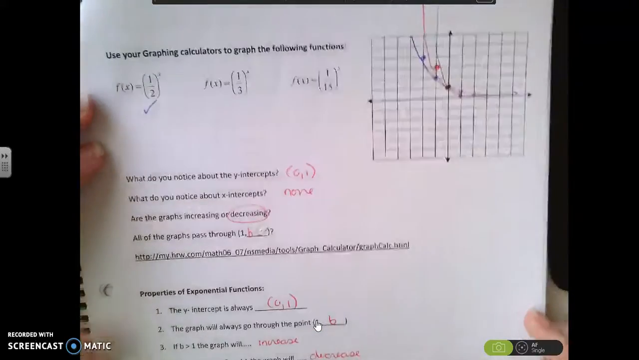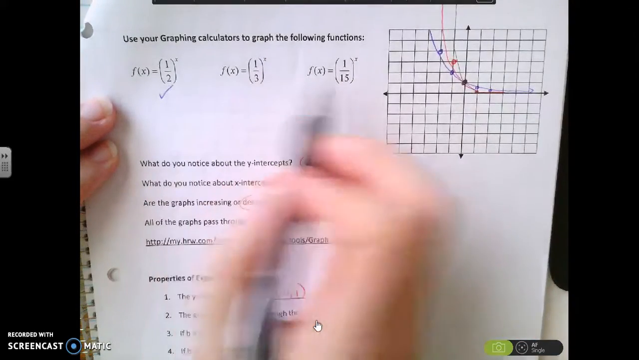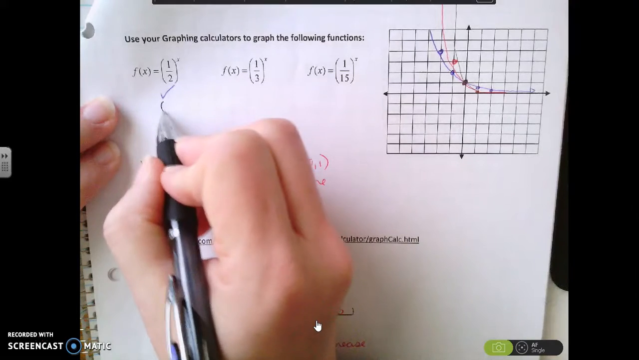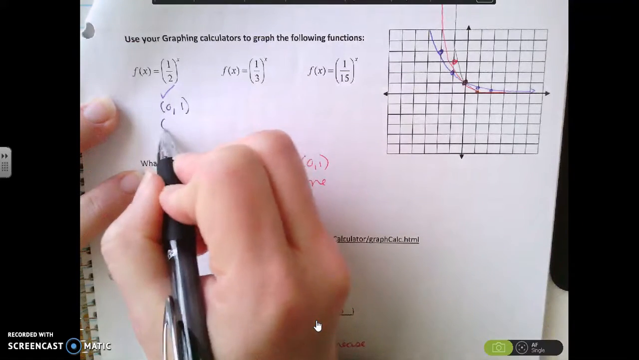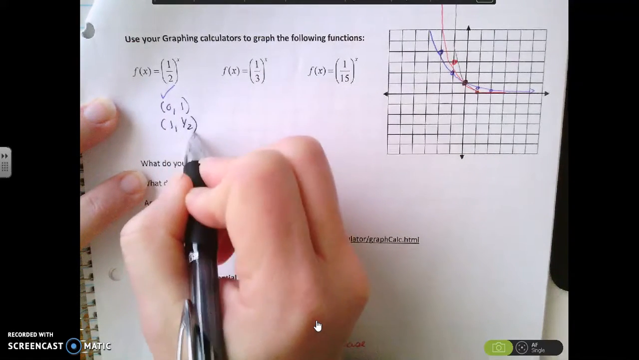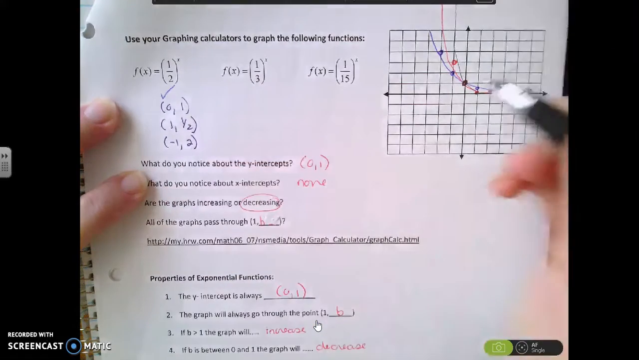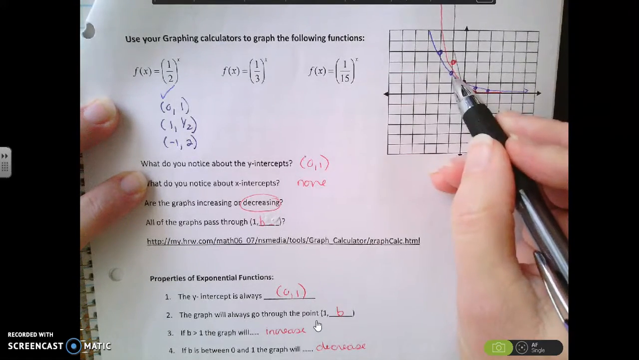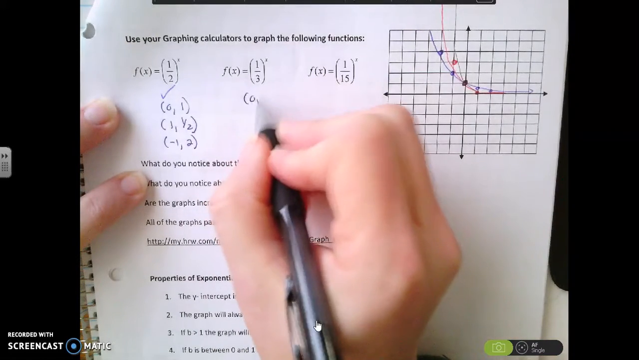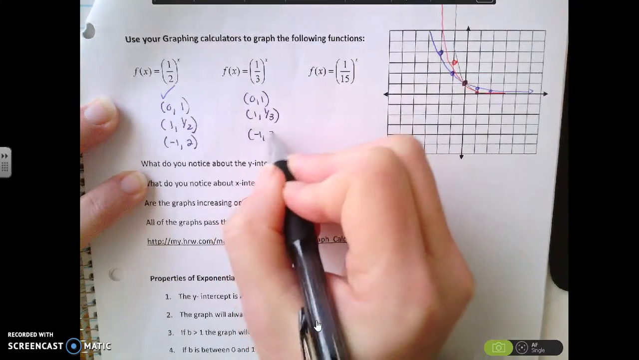Okay, so now we go on to a little bit different shape. It's the same types of problems, but notice that the bases are all fractional bases. So if I substitute in 0, I'm going to get 1. And if I substitute in 1, I'm going to get 1/2. And this time if I substitute in -1, I'm going to get 2. So I've got (0, 1), (1, 1/2), and (-1, 2). And on this one, I'm going to have (0, 1), (1, 1/3), and (-1, 3).